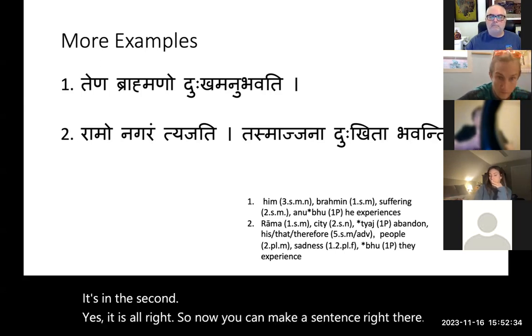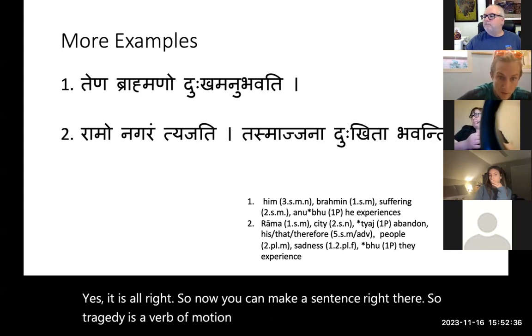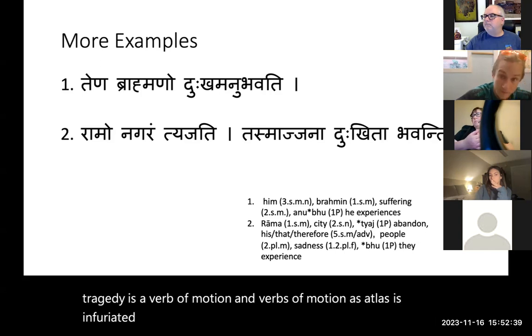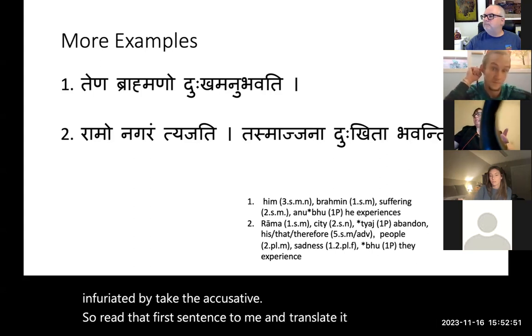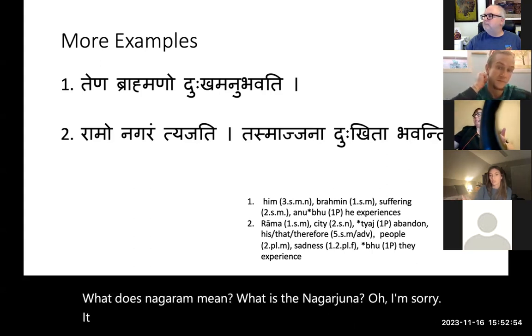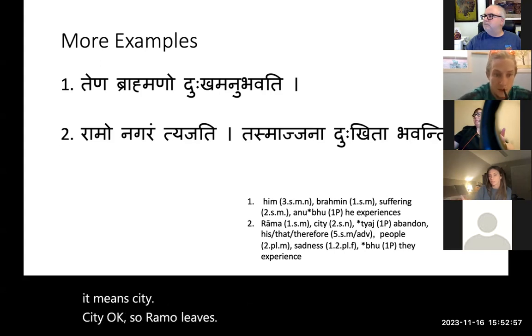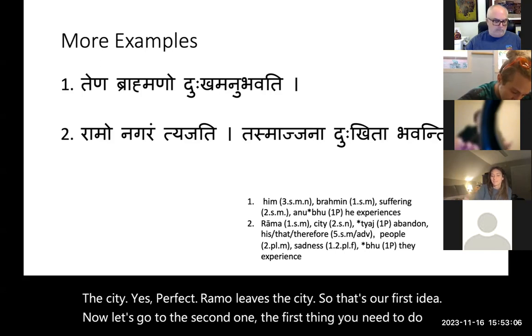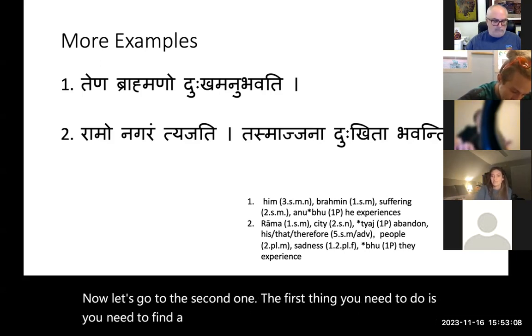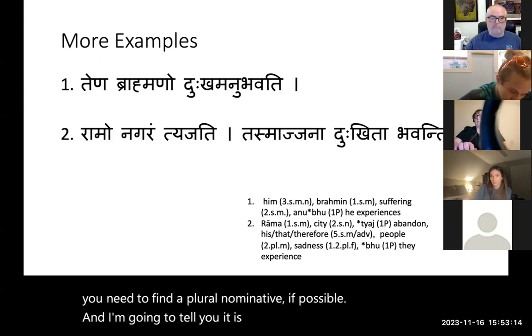So now you can make a sentence right there. Tyajati is a verb of motion, and verbs of motion take the accusative. So read that first sentence to me and translate it. Well, what does nagaram mean? It means city. Okay, so Ramo leaves the city. Yes, perfect. So that's our first idea. Now let's go to the second one. The first thing you need to do is find a plural nominative, if possible. And I'm going to tell you it is. And sandhi is going to mess with you a little bit here.